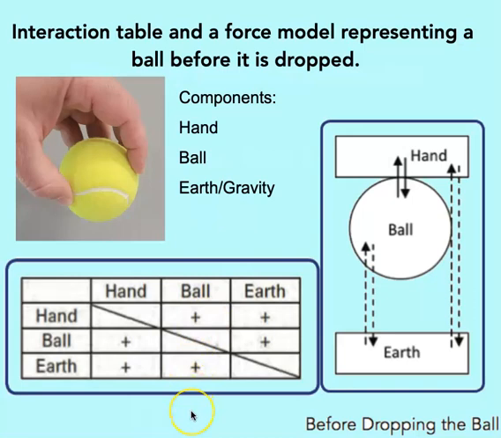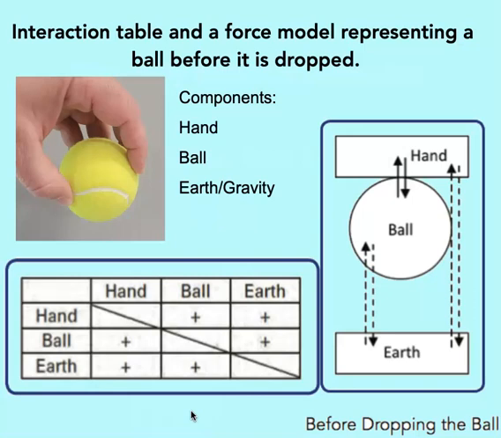And then we put either a plus or a minus in each box, indicating whether or not the components are interacting with each other. So we put a plus in there if they're interacting with each other either by contact force or force at a distance, and we put a minus in the box if they aren't interacting with each other at all.